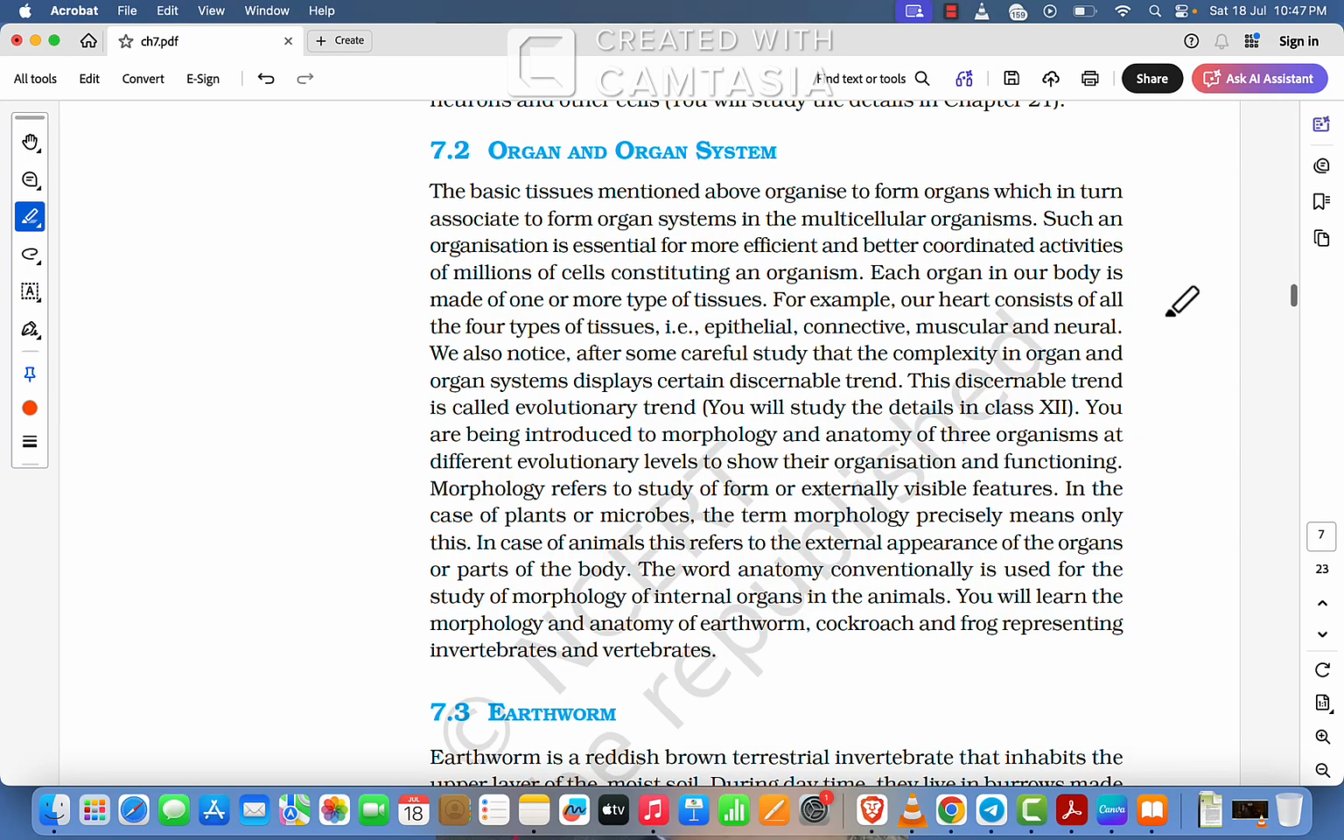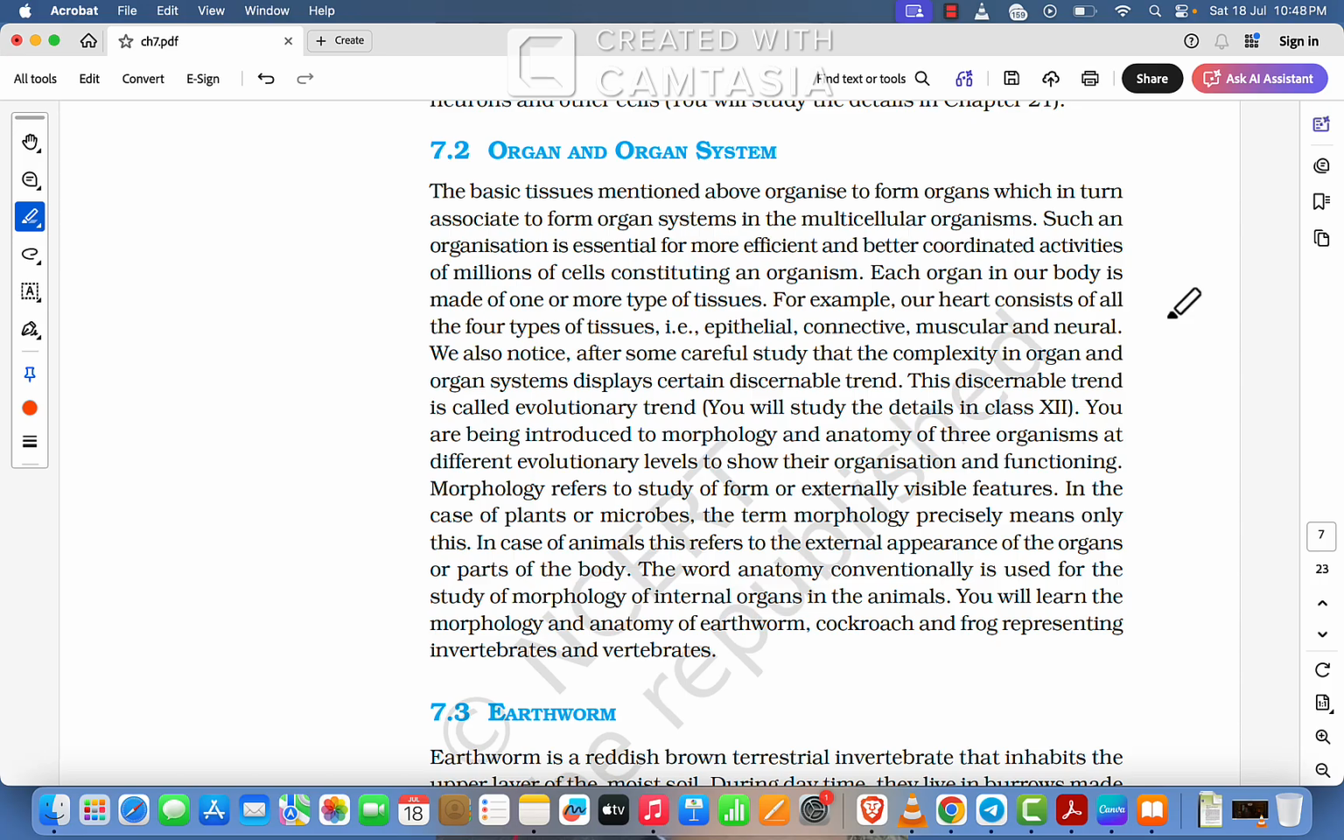Organ system. The basic tissues mentioned above organize to form organs, which in turn associate to form organ systems in multicellular organisms. Such an organization is essential for more efficient and better coordinated activities of millions of cells constituting an organism. Each organ in our body is made up of one or more types of tissues. For example, our heart consists of all the four types of tissues: epithelial, connective, muscular, and neural.